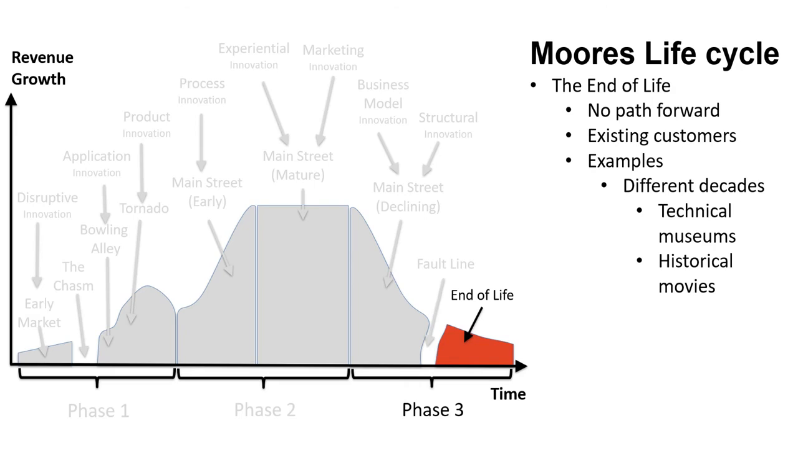The end of life. There is no path forward for companies that produce obsolete technology. The only question is how much money existing customers are willing to spend on the category before it vanishes altogether. Examples of such technologies or products you can see in technical museums or historical movies from different decades.